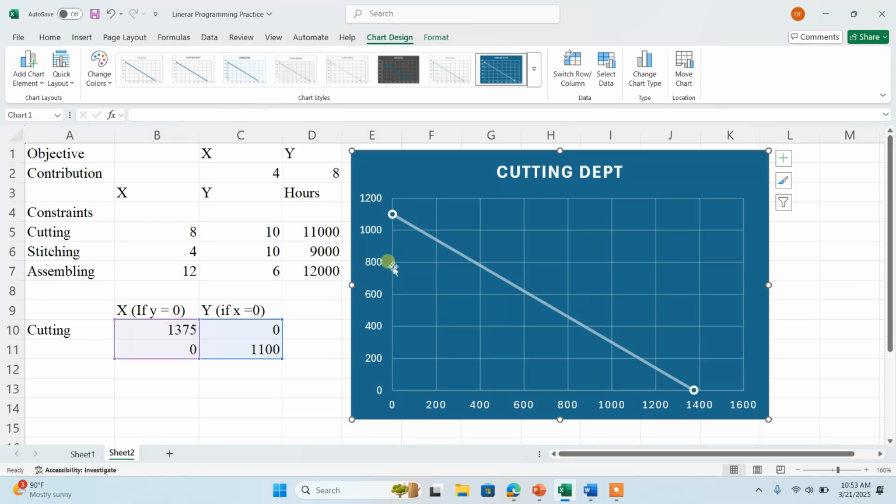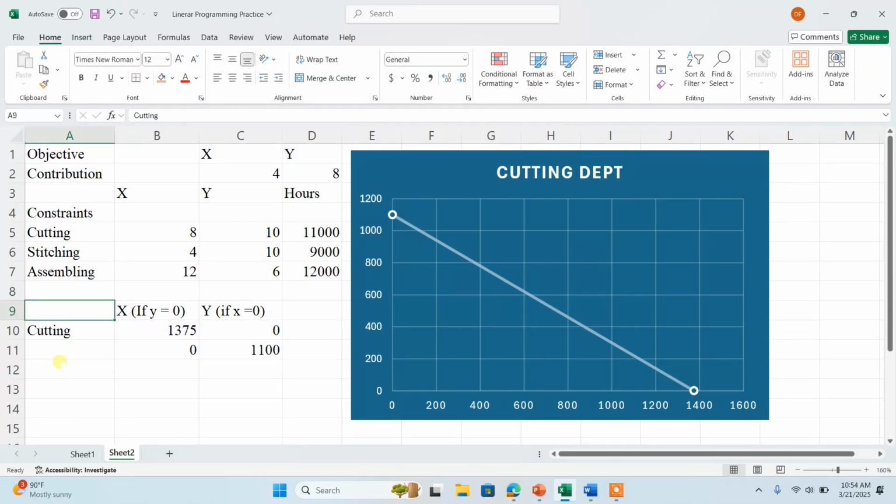For example, if I produce 800 of the y, one unit takes 10 hours, so 800 multiplied by 10 is 8,000. And if I produce 200 of the x, it takes 8 hours, so 200 multiplied by 8 is 1,600. 1,600 plus 8,000 means that if I produce this combination, I will be utilizing only 9,600 hours. So this is not the best combination. You can produce on this line. So this is the maximum which we can produce with the given constraints, but I cannot go beyond this line.